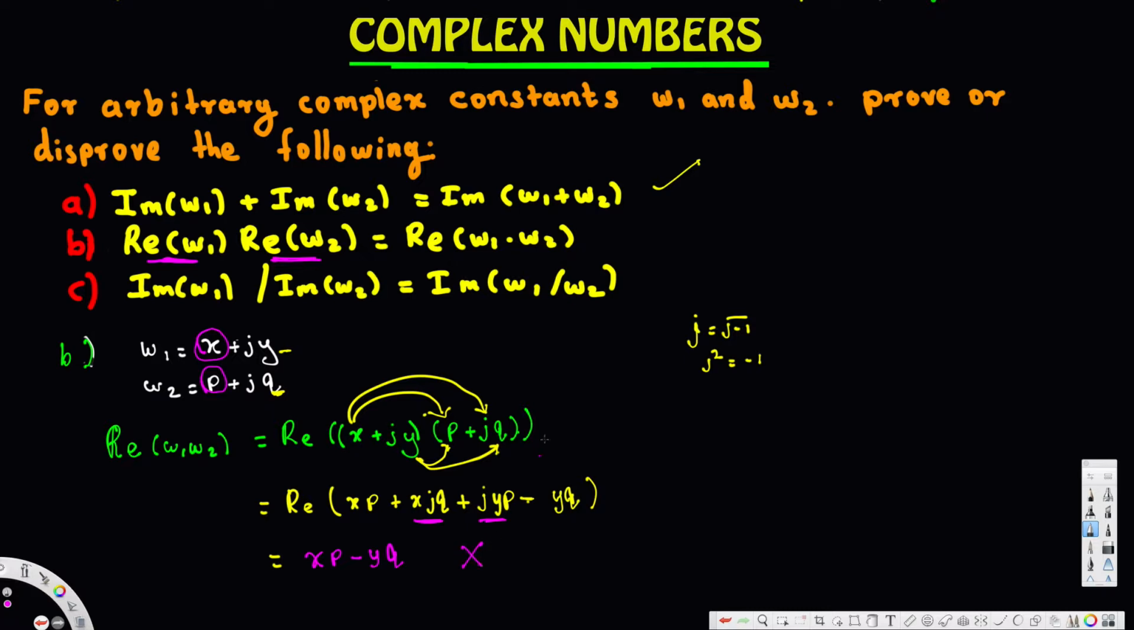So it means we disproved this one. This is disproved. It means this is not true. We cannot prove this one. This is not correct. Let's go for the third one. The third one, let's use the same complex number, but I'm going to write it again.